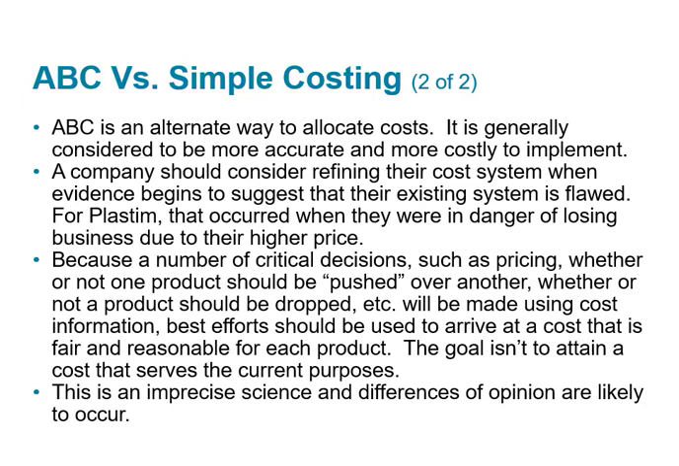ABC is an alternative way to allocate cost. It is generally considered to be more accurate and more costly to implement. A company should consider refining their cost system when evidence begins to suggest that their system is flawed. For Plastim, the example company in the text, that occurred when they were in danger of losing business due to their higher price. They thought they needed the higher price, but it was all just because of an overhead allocation. A number of critical decisions, such as pricing, whether one product should be pushed over another, whether a product should be dropped, and so on, will be made based on cost information.